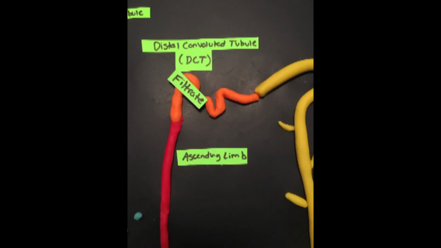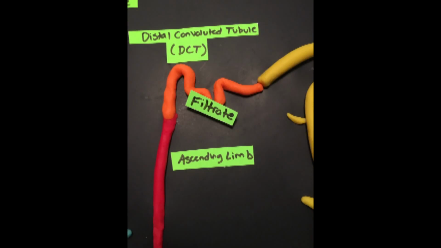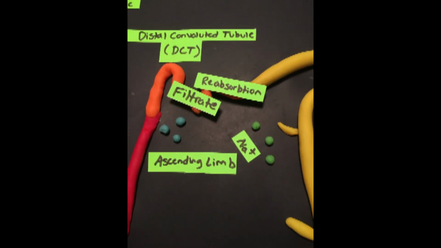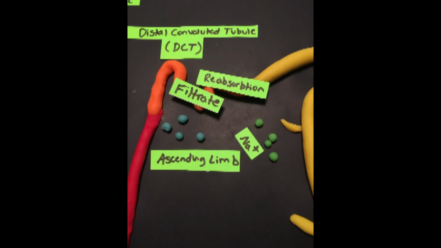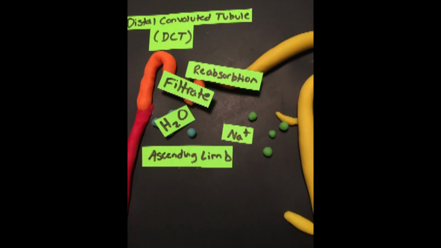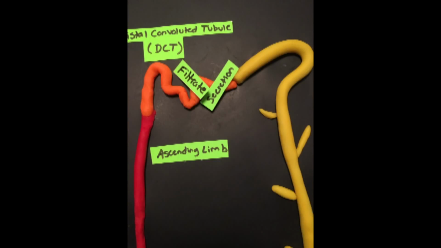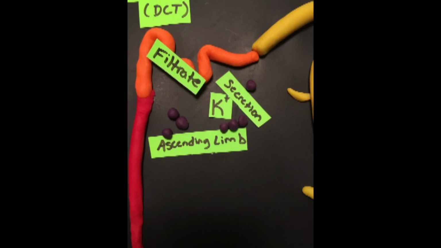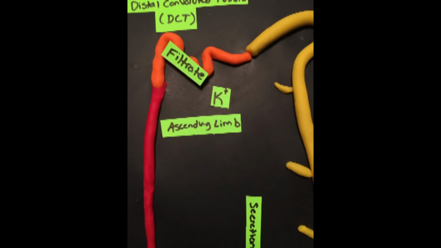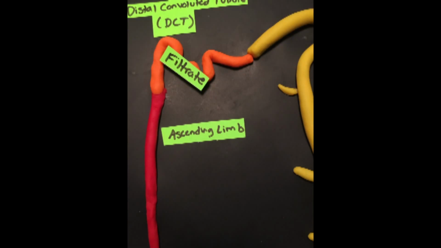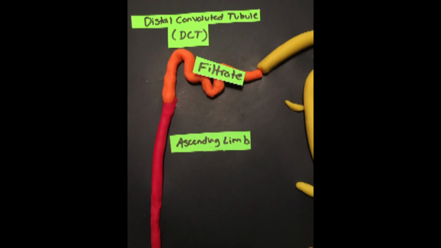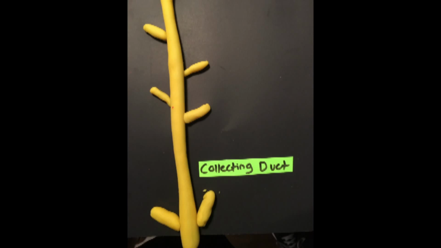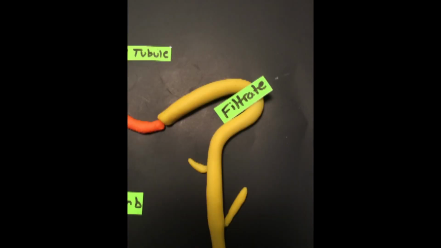The next step is the distal convoluted tubule, where sodium and water are reabsorbed and hydrogen and potassium are secreted. The purple dots in the video are the potassium ions. The DCT passes the filtrate to a collecting duct where urine gathers. And the urine then moves from the collecting duct into the renal pelvis of the kidney.